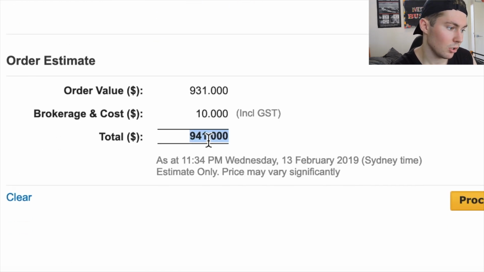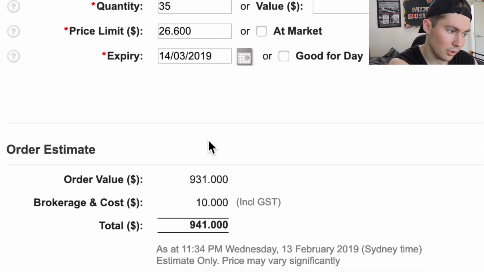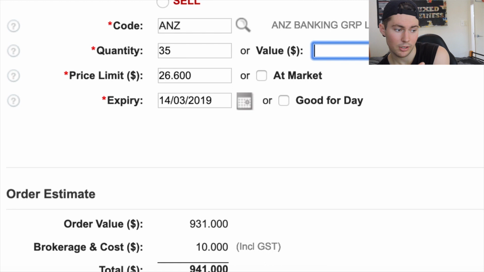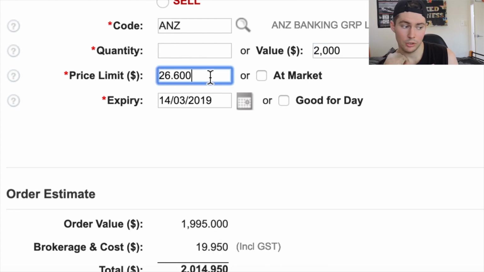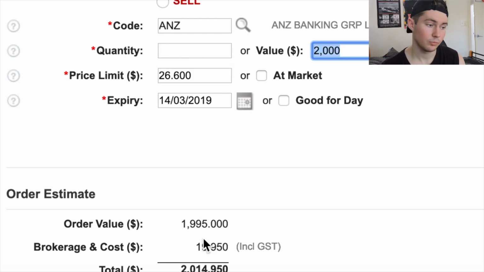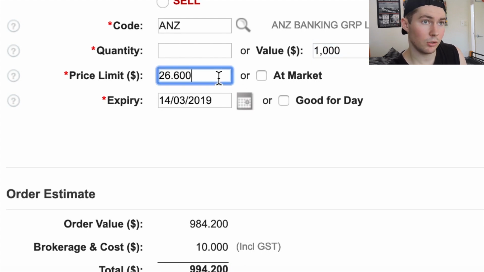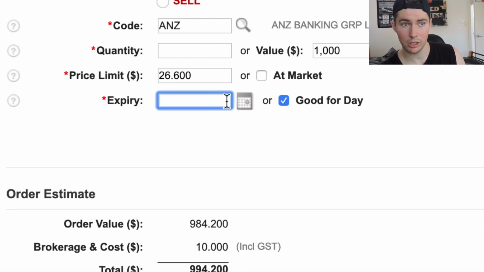Now down here you can choose a price limit or at market. What that means is you can put a price that you'd want to buy in at, whether it's much lower than the share price or what, you can put that in there, or you can choose the market value, so whatever it's trading at right now, or if you're buying in after the market's closed, whatever it's opening at the next day.